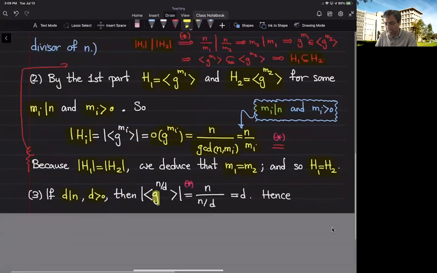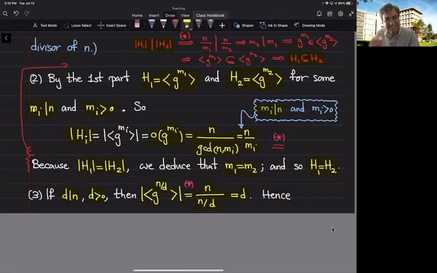So if I take G and raise it to the power N over D, remember D is a divisor of N and D is positive, so it does make sense to talk about N over D. I take G, raise it to the power N over D, and I look at the cyclic group generated by this. The cardinality of this group is, because N over D is a divisor of N as well, N divided by N over D, remember N is the order of G. And that is precisely D.